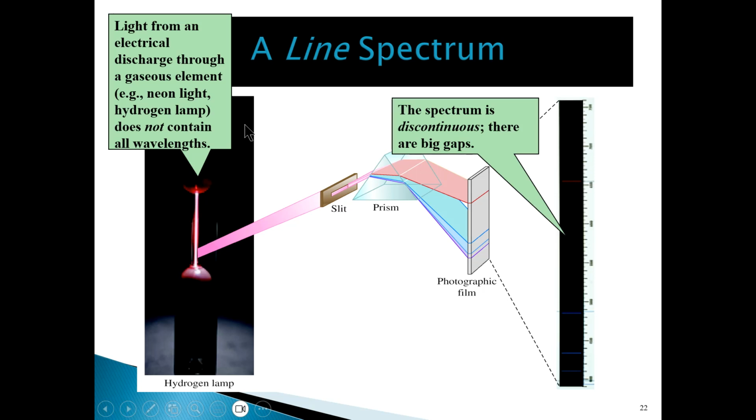All right. So hydrogen is one example. You can also have a similar thing happen with neon. I'm quite sure you're probably familiar with neon lights that you'll see at stores and so on. It's basically the same thing that's occurring, where it produces a line spectrum.